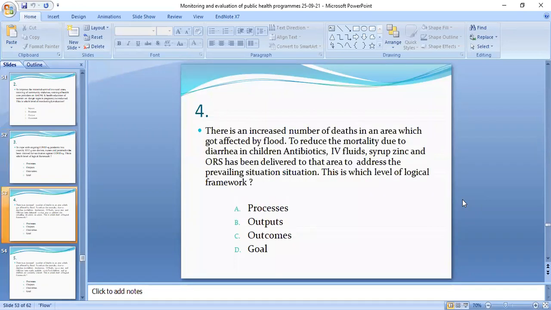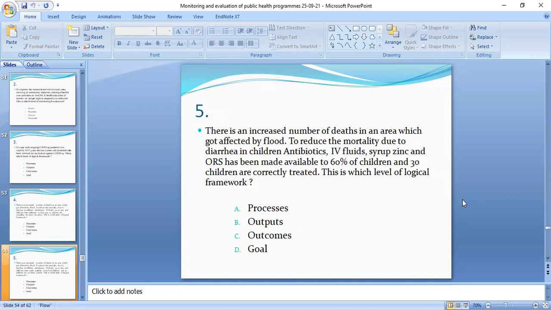The fourth MCQ: there is an increased number of deaths in an area affected by flood. To reduce the mortality due to diarrhea in children, antibiotics, IV fluids, syrup zinc, and ORS have been delivered to that area to address the prevailing situation. This is which level of logical framework? Output is the correct answer because in output the training of the staff has also been accomplished and the medicines that had to be delivered have also been delivered.